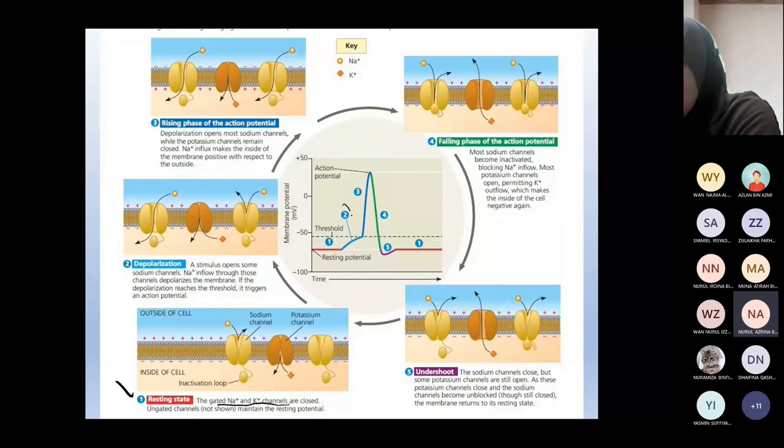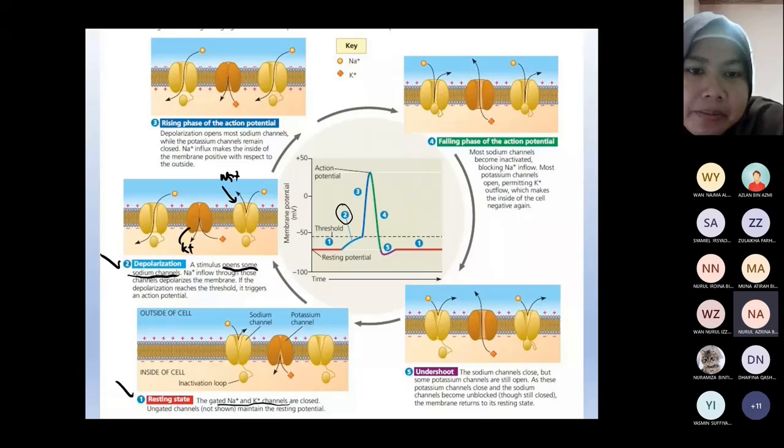Now let's look at the depolarization stage, stage number 2. In stage number 2, a stimulus is given to the neuron, which makes it open some of the sodium ion channels. Assuming the yellow one is the sodium ion channel and the orange one is the potassium ion channel, a stimulus is given and it opens some of the sodium ion channels.